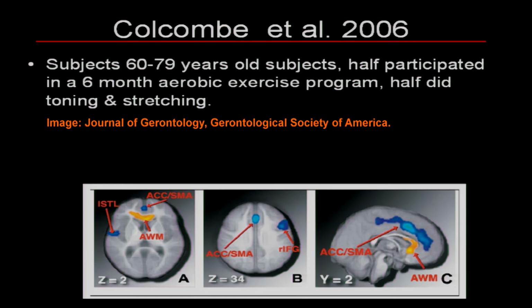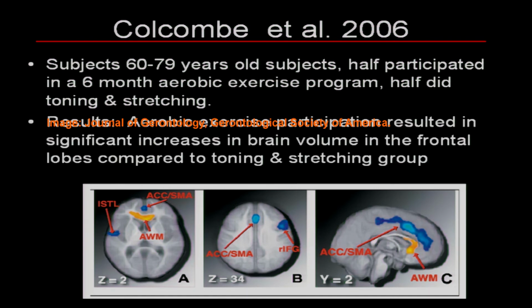What they did is they used the best tool that we have to study live human subjects, that is structural MRI, structural magnetic resonance imaging, and they looked at the quantitation of different brain areas in the 6-month exercisers and the toning and stretching group.